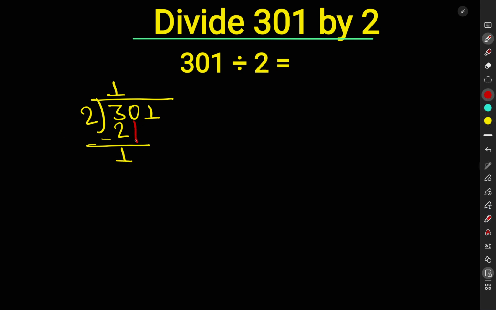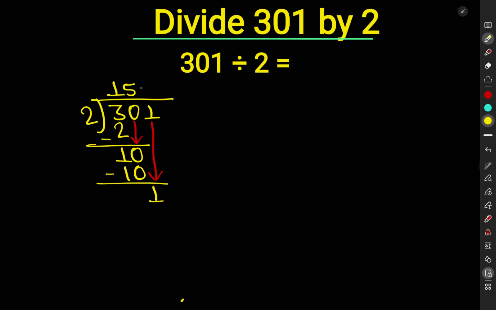So we put down the number beside this, 0. So now it became 10, and 2 times 5 means 10. On subtracting we get 0. So now again we put down the number beside this, 1, and we remove this 0.